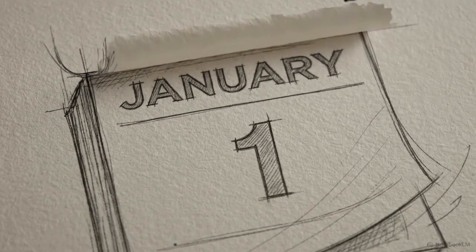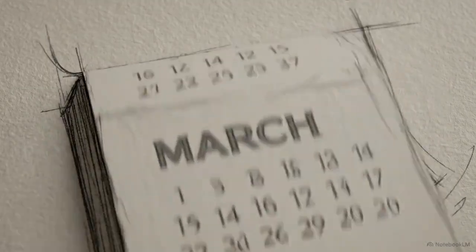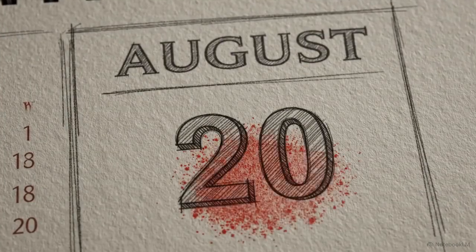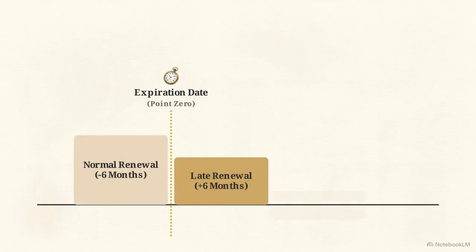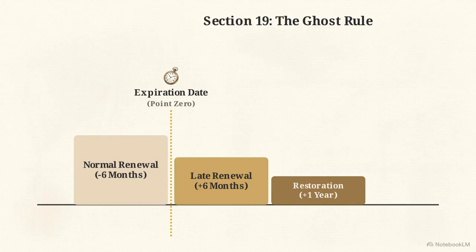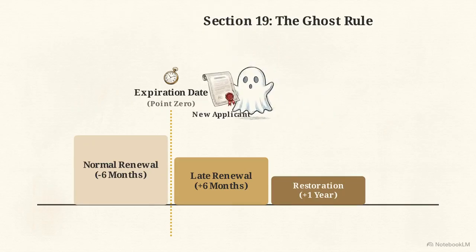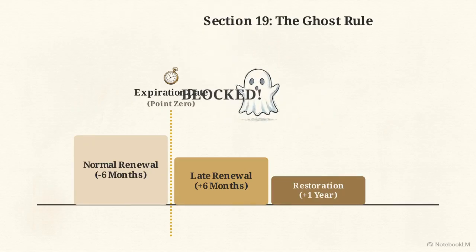A geographical indication registration expired on January 1st. Today is August 20th. Can the proprietor still save it? Yes. Geographical indication law provides 3 cascading windows to keep a registration alive after the expiration date, and even if missed, Section 19 provides a ghost rule. The removed geographical indication haunts the register for 1 additional year, actively blocking new applicants.